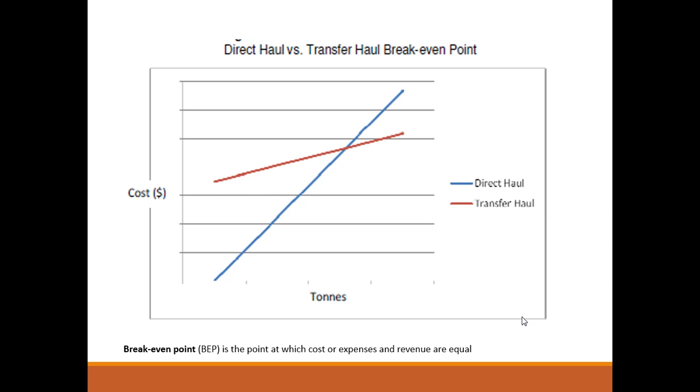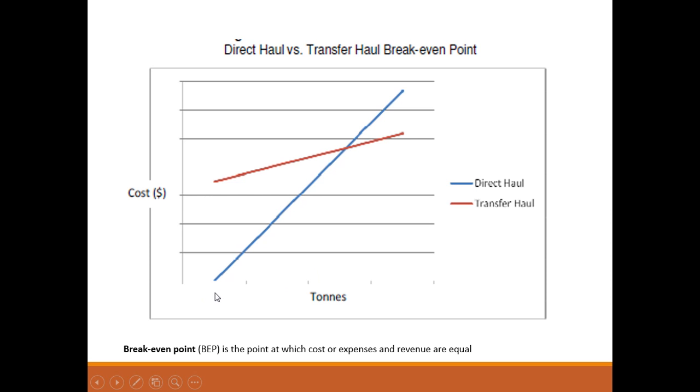The point at which those two lines meet represents our break-even point. This is the point at which the cost of operations, or our expenses, is equal to the revenue, because remember, it is a business. Our cost is represented on our y-axis, and our x-axis represents the weight, the weight in relation to the cost.